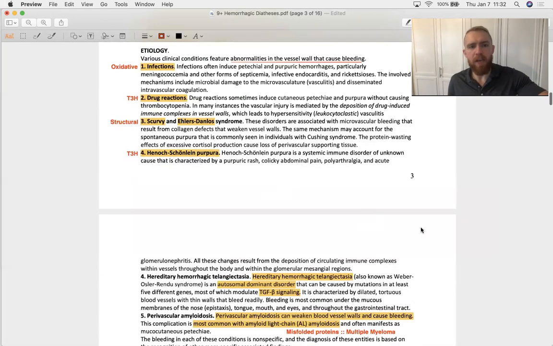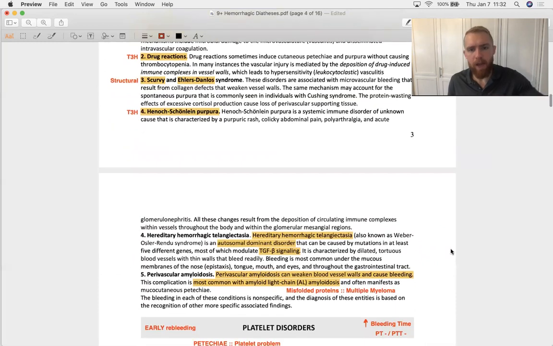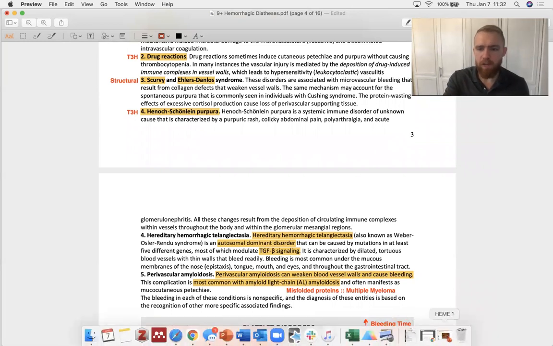Henoch-Schönlein purpura, that's another type 3 hypersensitivity immune complex origin. Then there's Osler-Weber-Rendu syndrome, also known as hereditary hemorrhagic telangiectasias. So you inherit these small little blood vessel abnormalities all throughout your body, and they have a tendency to bleed, and they can be both on your skin and within your GI tract. So these patients very often have an iron deficiency anemia, actually, that's secondary to occult blood loss from their stomach or their duodenum or wherever these little bleeding spots are.